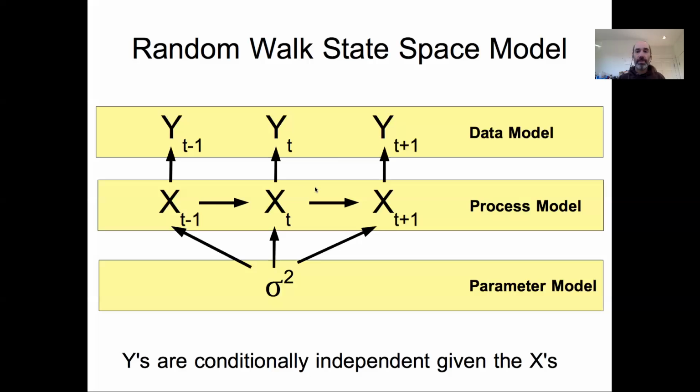It's only the x's that are dependent on each other, which, as we'll see, gives us a lot of power and allows us to relax a lot of the assumptions that are built into a lot of traditional time series models, which often don't deal well with things like gaps in data and missingness, that this framework handles quite naturally.